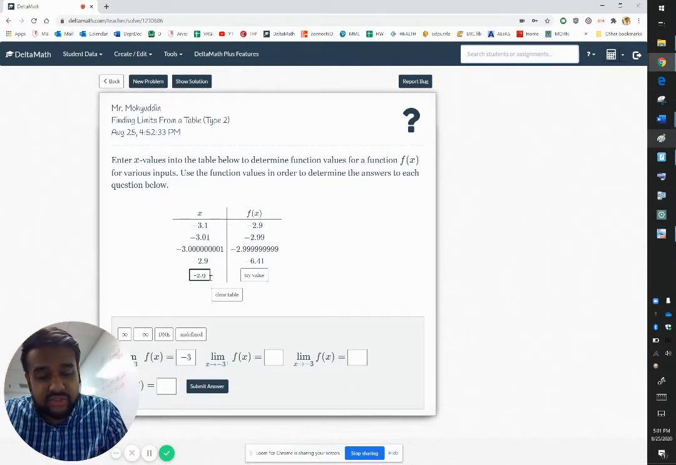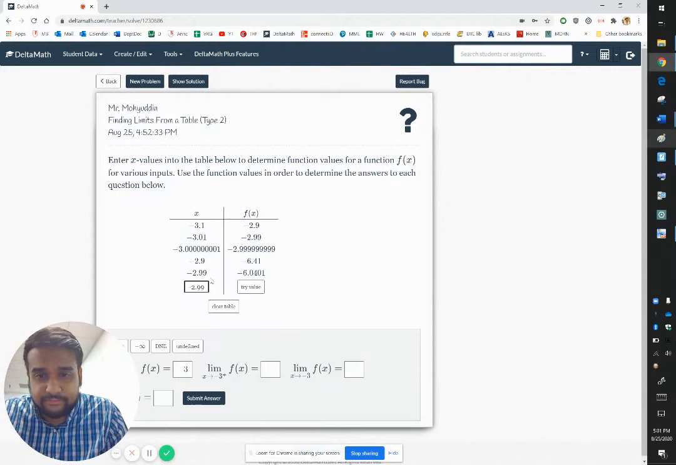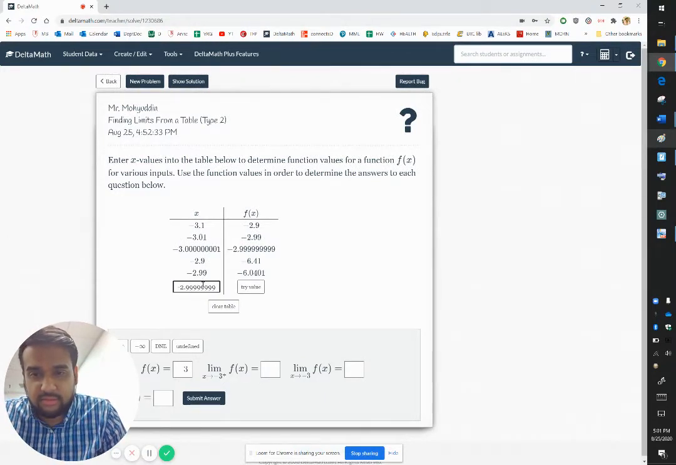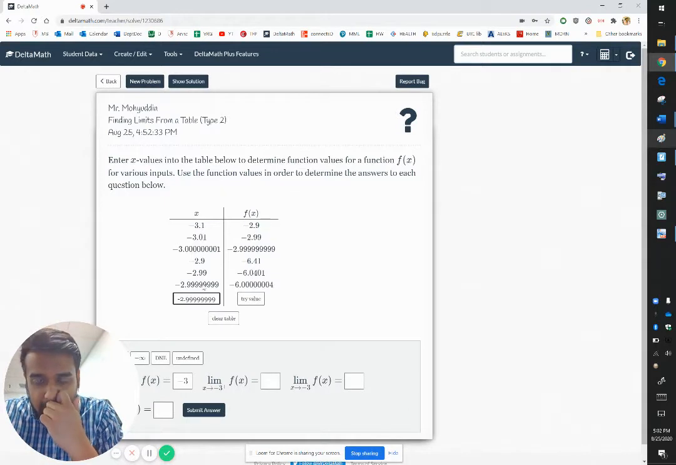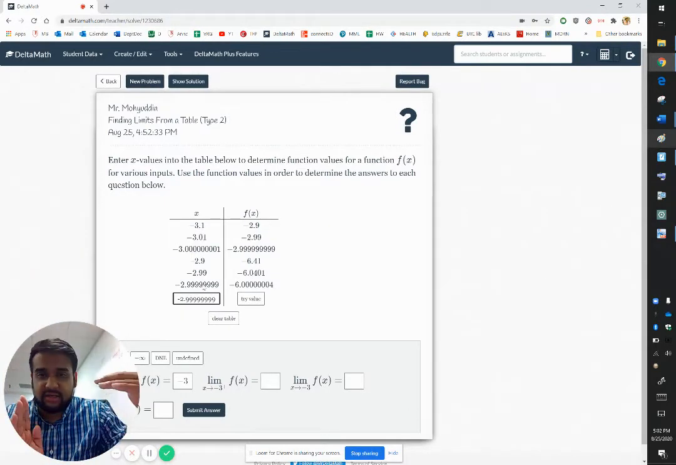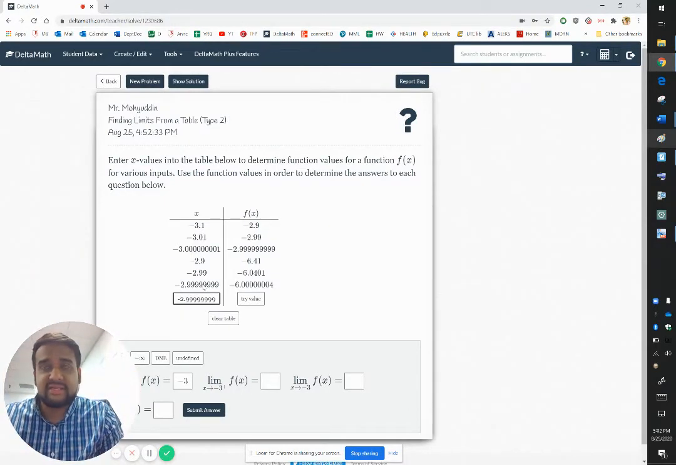Let's get even closer to -3. Interesting. Closer still. All right. So the closer I approach -3 from the right-hand side, which is to say numbers more than -3, the closer we're getting to what appears to be -6. So from one side we get -3, from the other side we get -6. Because these are different values, we can safely say the limit does not exist.